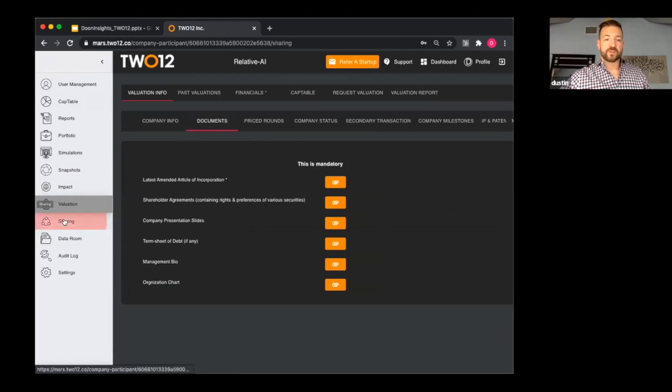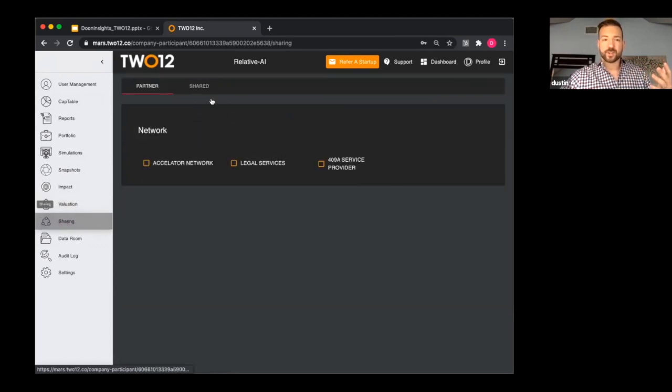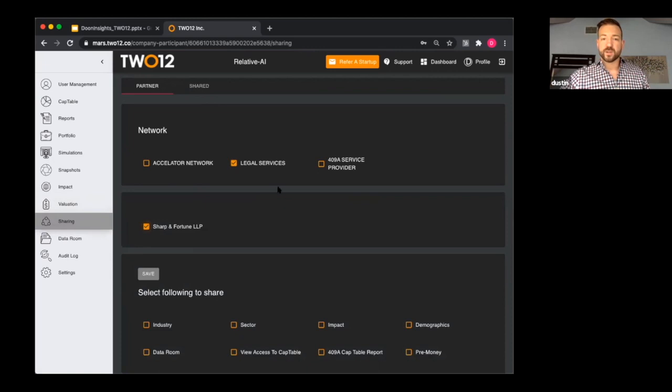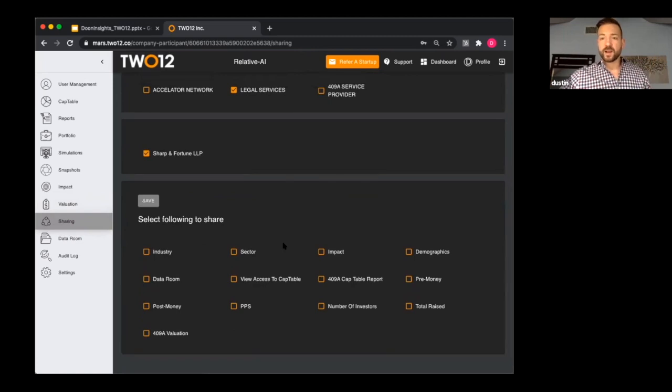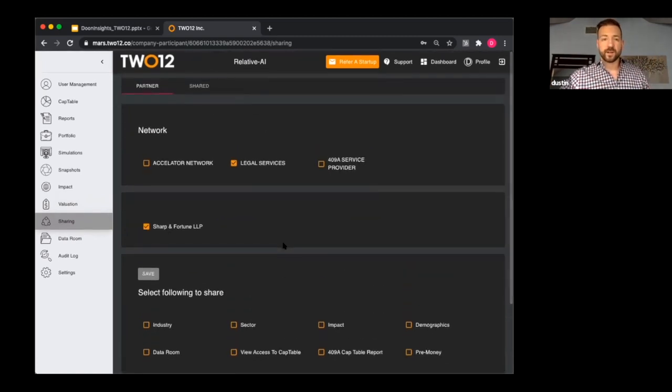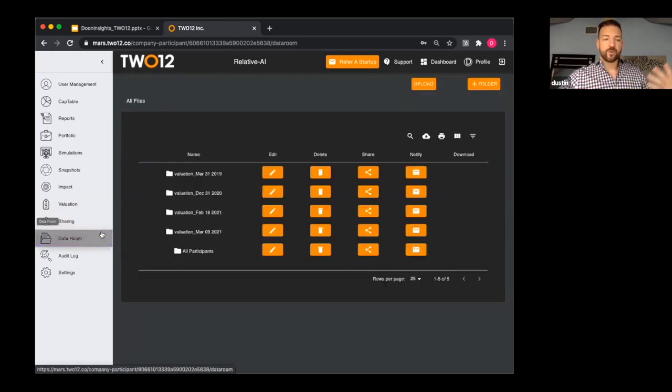And then sharing. This is kind of going to the connection piece. Now we have a cap table as a founder, and we can selectively push information to whoever we want to. So for example, if we have legal services, we could say, okay, Sharp, I want you to have access to all my cap table data, so you can run some analysis or make sure I haven't messed anything up. And then data room, audit logs. There are lots of different features and functionality here, but really the goal is connection and transparency.